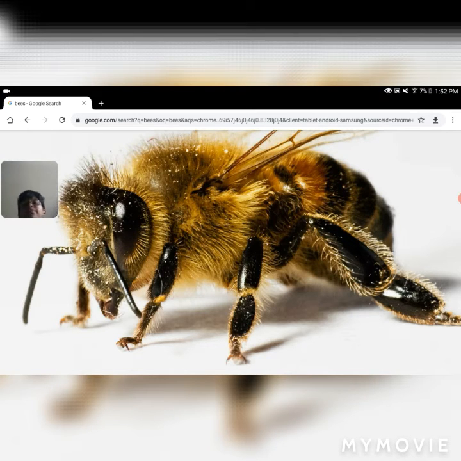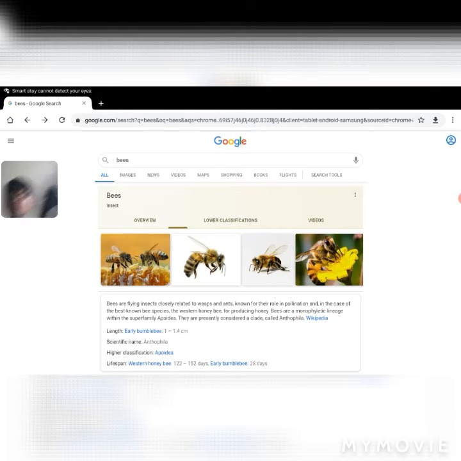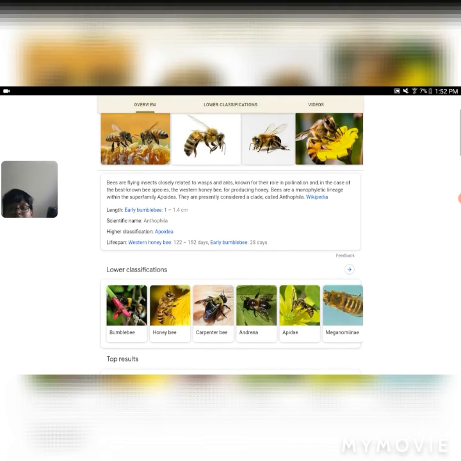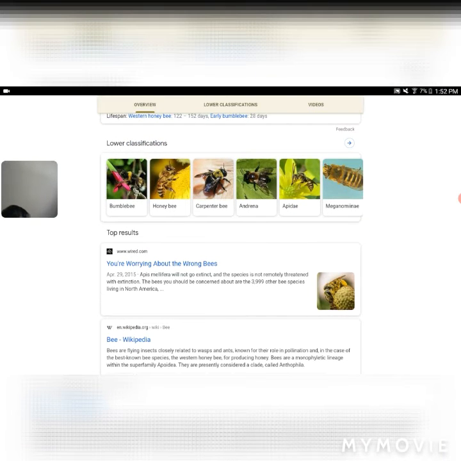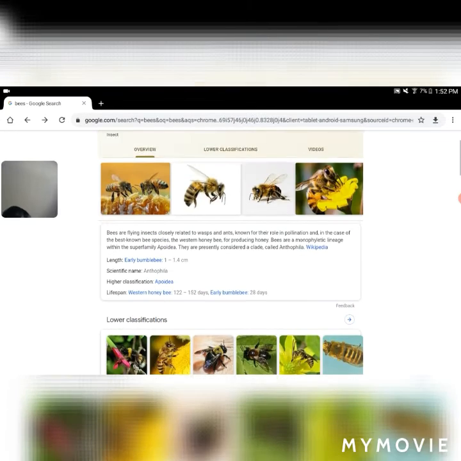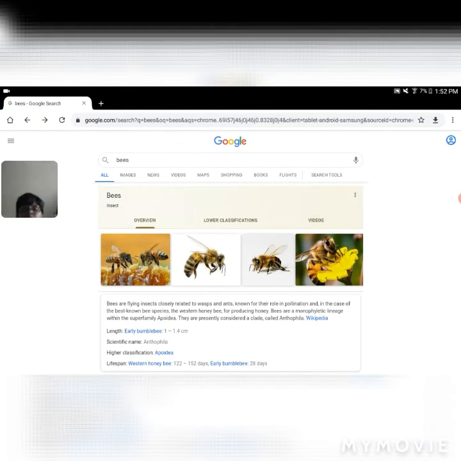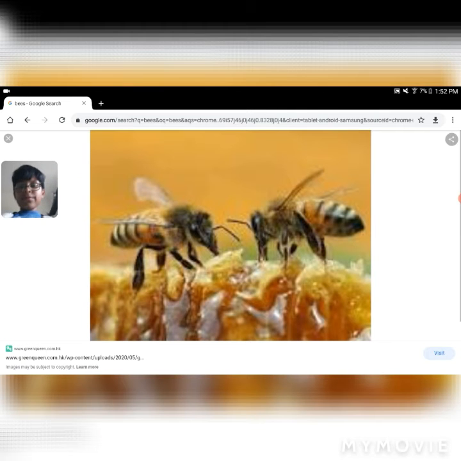All of you know that there are different types of bees, like bumblebee, honeybee, and carpenter bee. And yeah, these are some pictures of bees.